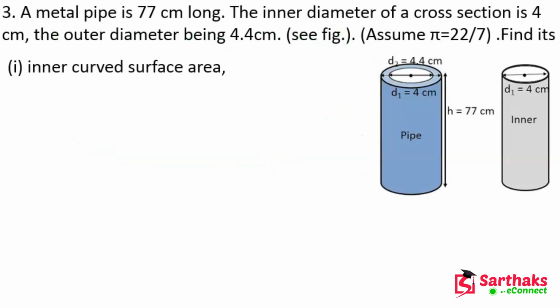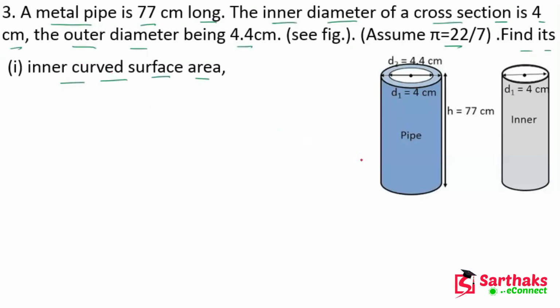Yes, so now my dear friend, the next question here is, a metal pipe is 77 centimeter long. The inner diameter of a cross section is 4 centimeter, the outer diameter being 4.4 centimeter. You can see in the figure. Now assume pi is equal to 22 upon 7. So now find its inner curved surface area. First of all, we have to find the inner curved surface area.